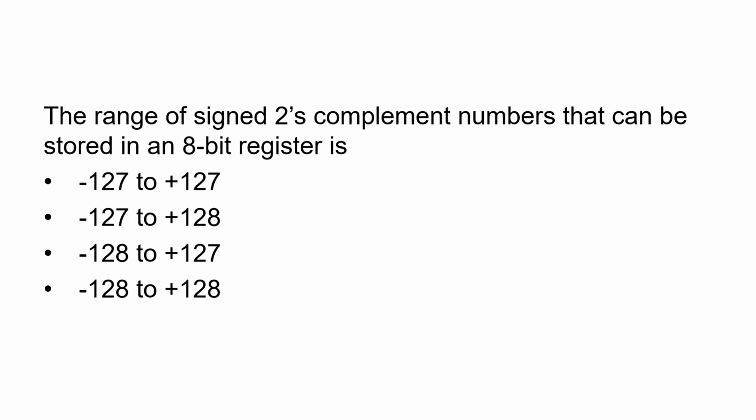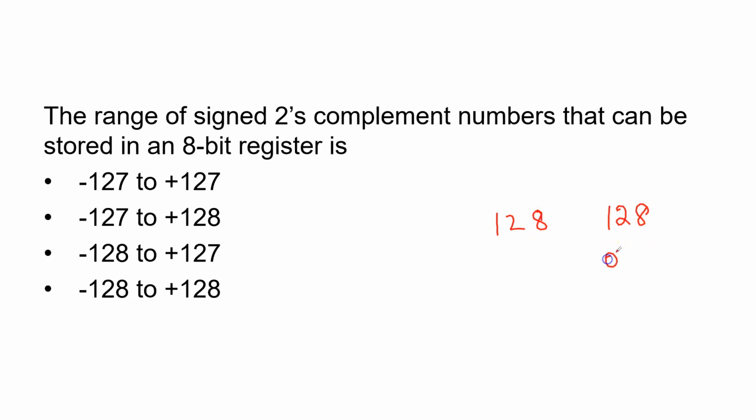The range of signed 2's complement number that can be stored in an 8-bit register. If it is not signed, then 2 power 8 is 256, so the value ranges from 0 to 255. But here it is signed, so it will take negative numbers as well as positive numbers. To split them properly, we divide 256 into 128 and 128.